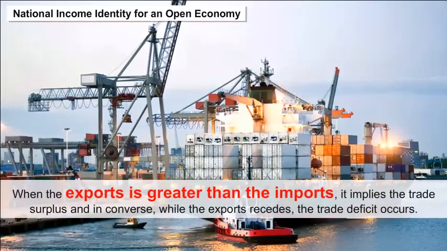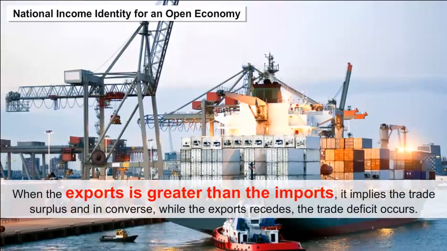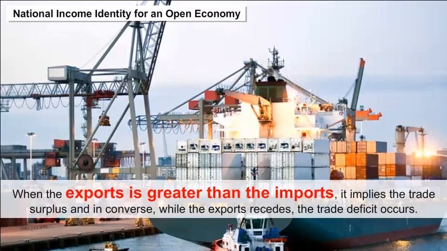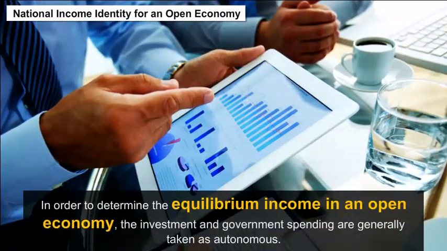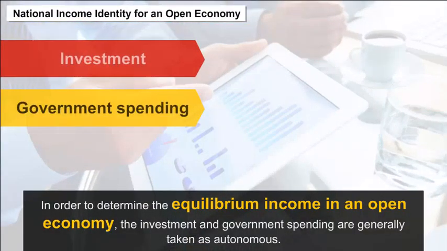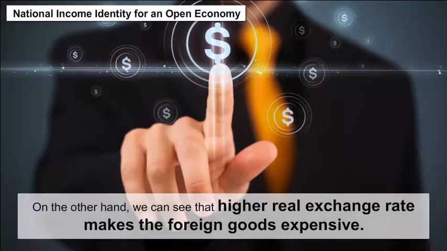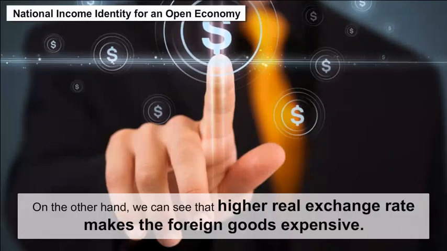When the exports are greater than the imports, it implies a trade surplus, and conversely, when the exports recede, a trade deficit occurs. In order to determine the equilibrium income in an open economy, the investment and government spending are generally taken as autonomous. On the other hand, we can see that a higher real exchange rate makes the foreign goods expensive.